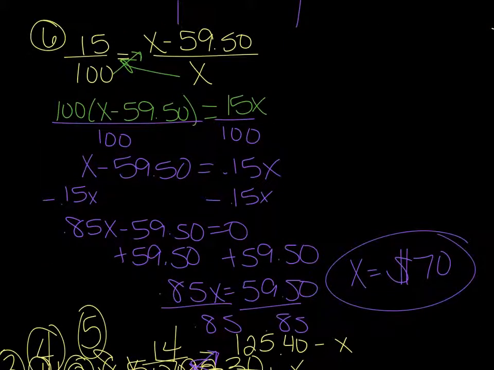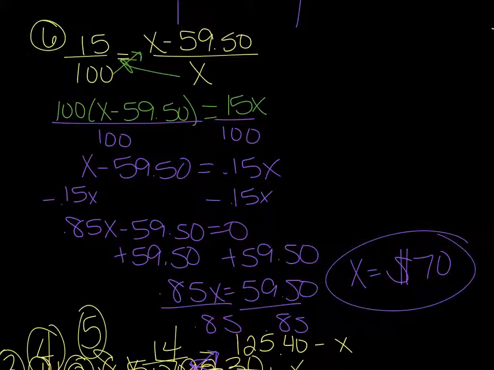Okay, let's go ahead and talk through this one. We had percent of change over 100. Since it is a decrease, we need to take the original minus the new. We don't know what the original is, so we have X minus 59.50 over X. Once again, we don't know what the original is. Multiply up and across. I divided out that 100. Once again, if you want to distribute it, please do. I think it's easier to get rid of it.